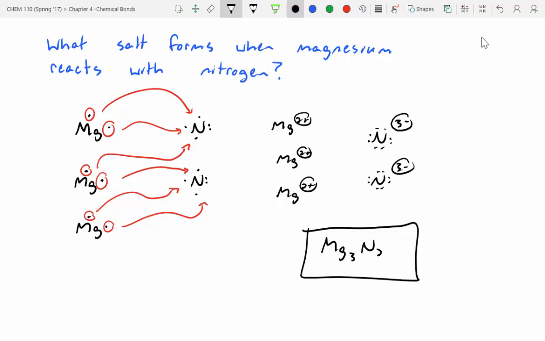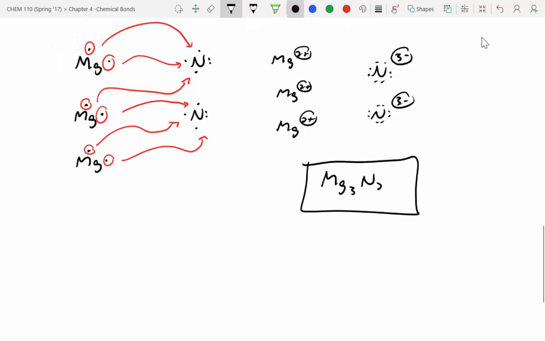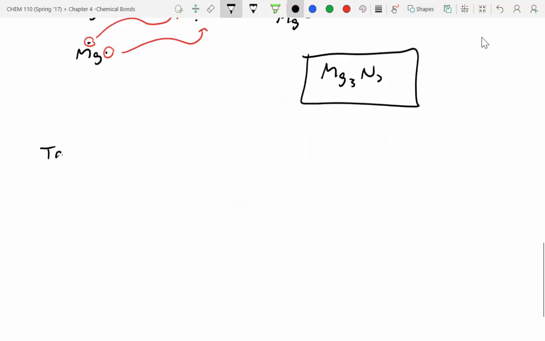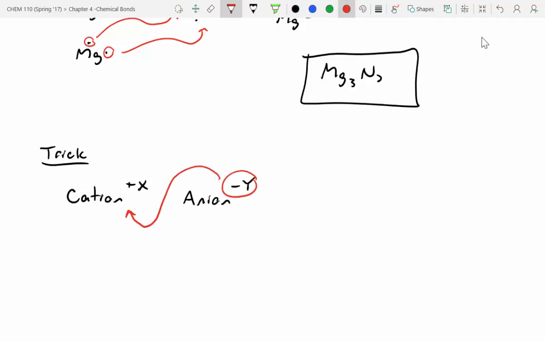Pretty straightforward. I'll show you guys a simple trick though. Sometimes this gets overwhelming when you're first learning it. So what I do is I look at my cation that has some sort of charge. I'll call this plus X. And my anion that has some sort of charge of negative Y. And I'm going to take this charge and move it to be a subscript for the cation. And I'll take this charge and move it to be a subscript for the anion.